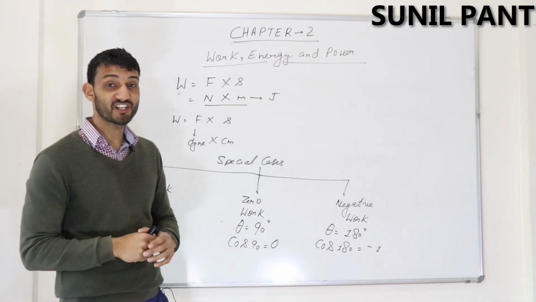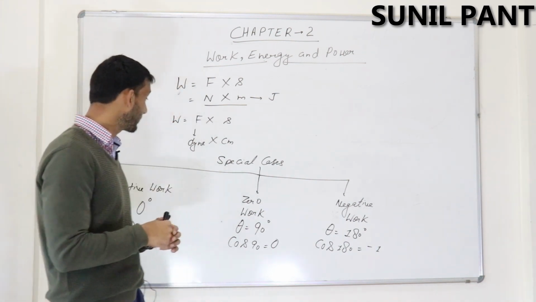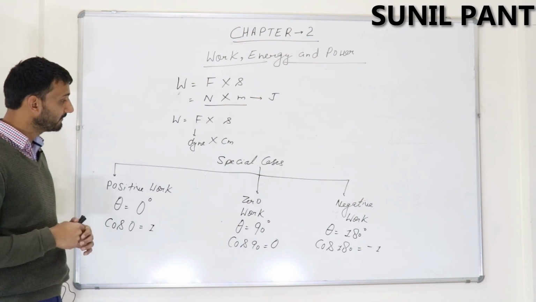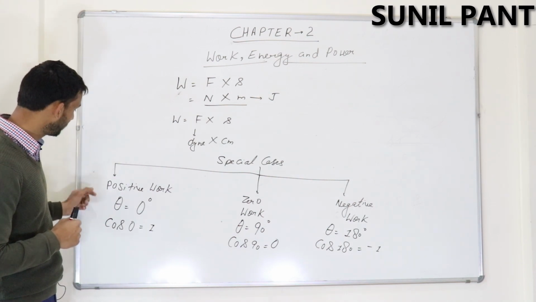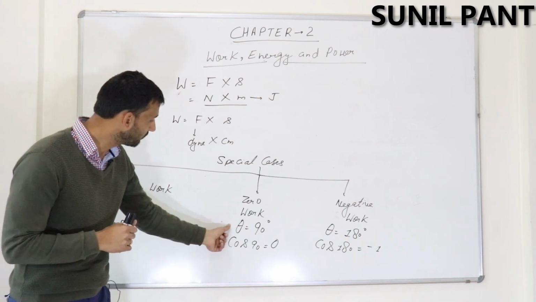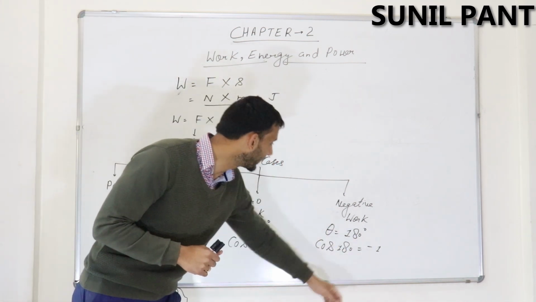Now we have special cases for work. So what are the special cases for work? Basically work can be categorized into three types. So first is positive work, second is zero work, and third is negative work.